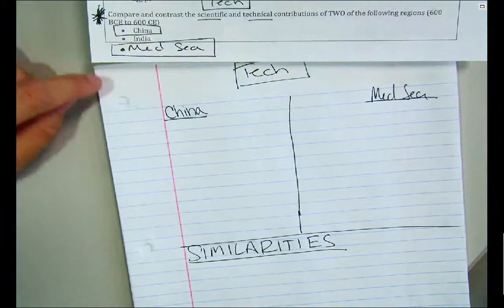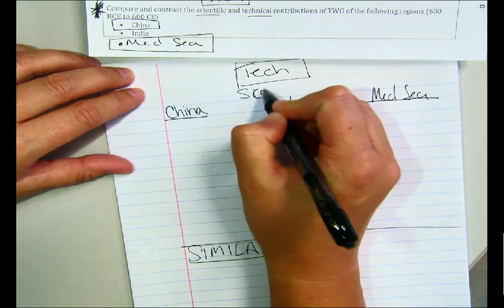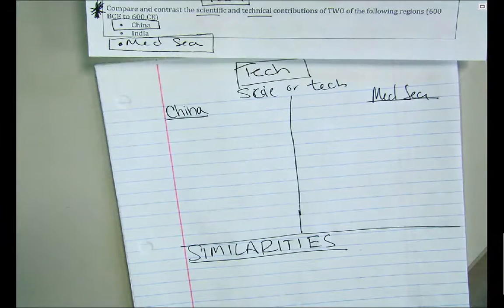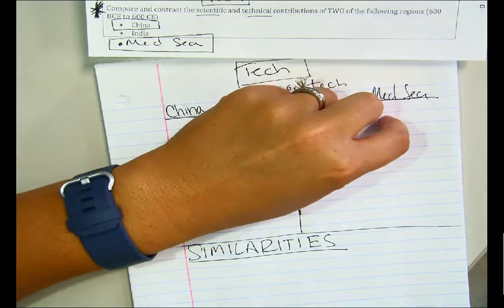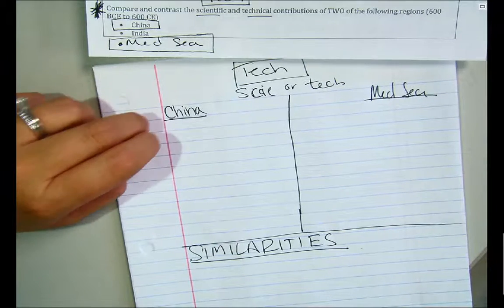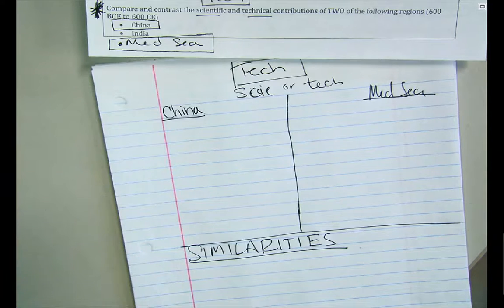Okay, so who can give me technology? I need science or tech. Who can give me some science that is happening in China alone, in the Mediterranean Sea alone, or in similarities? Now, when they're giving you regions, what qualifies in China? Who can tell me what dynasties qualify in China? Maggie?